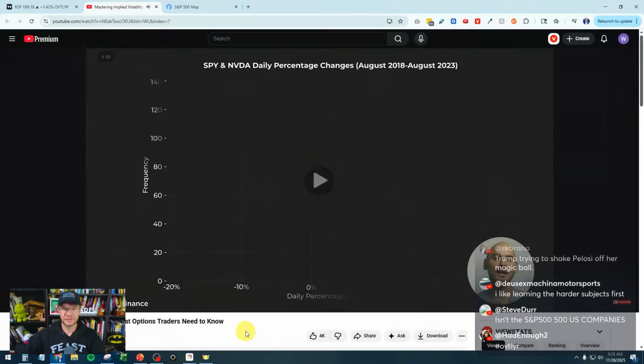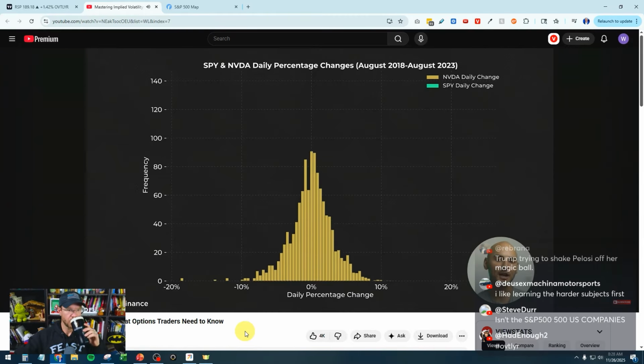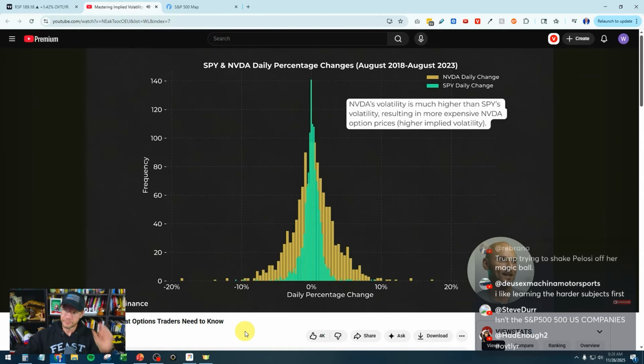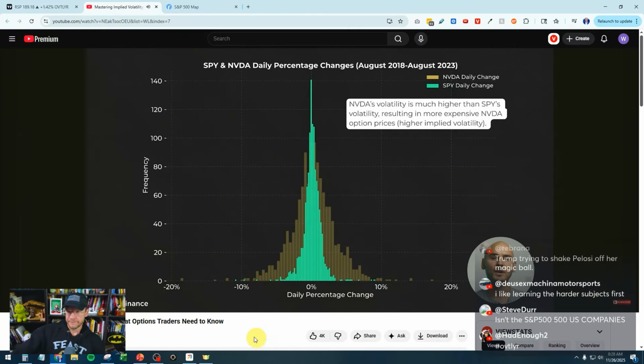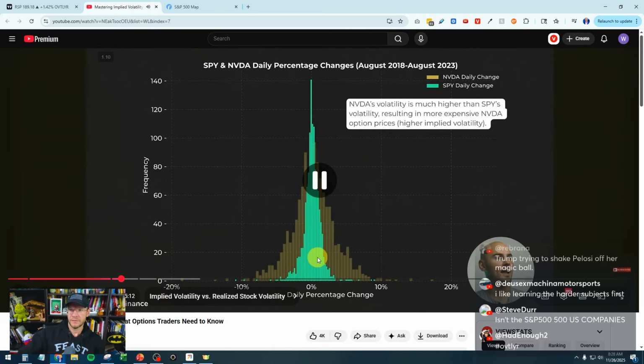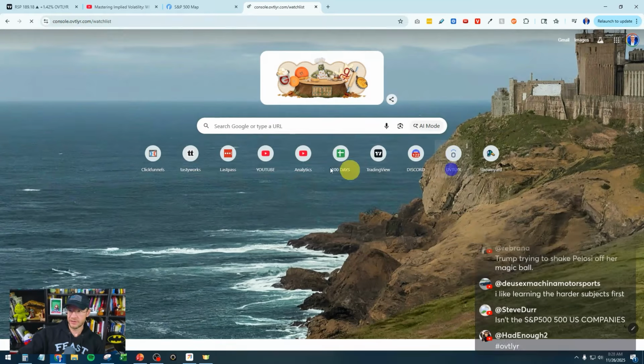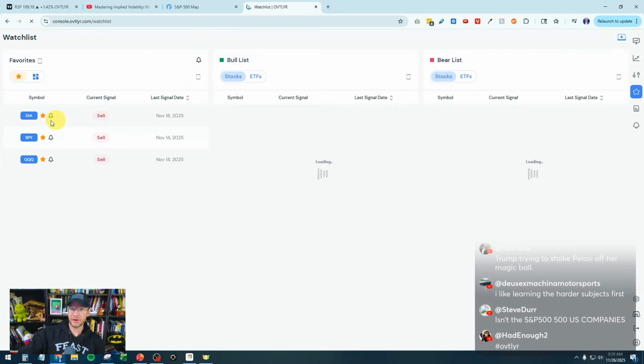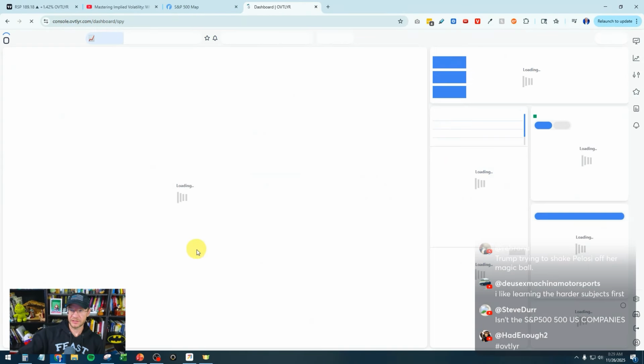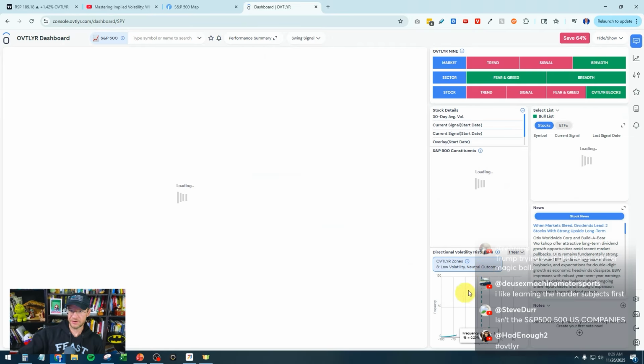Sorry. What I did was I went back 5 years and I made a histogram of the daily percentage changes in SPY and NVIDIA. As we can see, the green bars represent SPY's daily price changes, or the frequency of the daily price changes. Now, what's really interesting is this is actually something we have inside of Ovtlyr as well, and part of the way the signals work is looking at that volatility histogram over here.